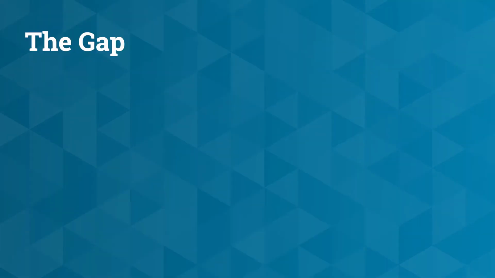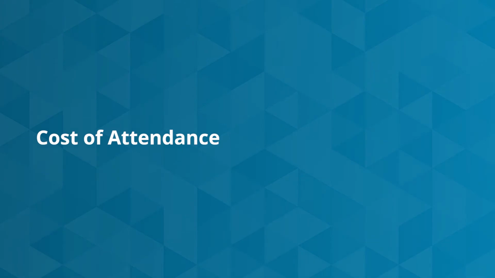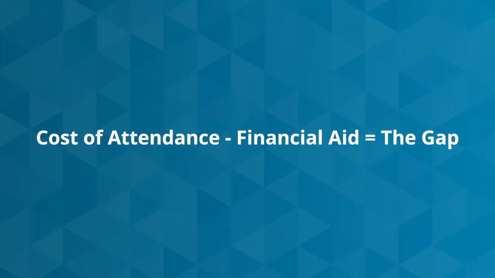Today, we're going to explore options to meeting the gap. First, we need to identify what is the gap. Each year, schools need to develop their cost of attendance. This consists of tuition, fees, meals, if you're planning on living on campus, or a living expense, books, supplies, transportation, and other miscellaneous expenses, such as medical expenses, childcare, etc. Once we determine the cost of attendance at your school, we subtract the financial aid the school is offering, and the difference is the gap. This is the balance you may need to pay to cover your educational expenses.